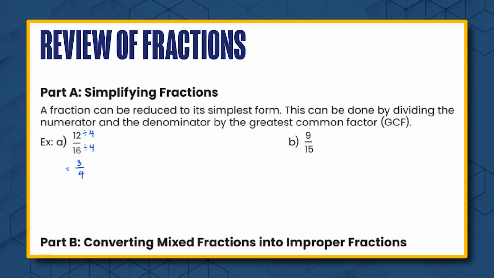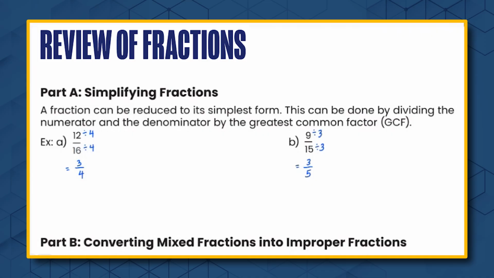Let's practice now with example B. We have the fraction 9 over 15. If we compare again the numerator 9 and the denominator 15, we notice that both of these can be divided by 3. So let's take 9 and divide it by 3, and let's also take 15 and divide it by 3. And so what we get is 3 over 5. So 9 over 15 is the same as 3 over 5. Now, these two examples, 3 over 4 and 3 over 5, are known as proper fractions because the numerator is smaller than the denominator.